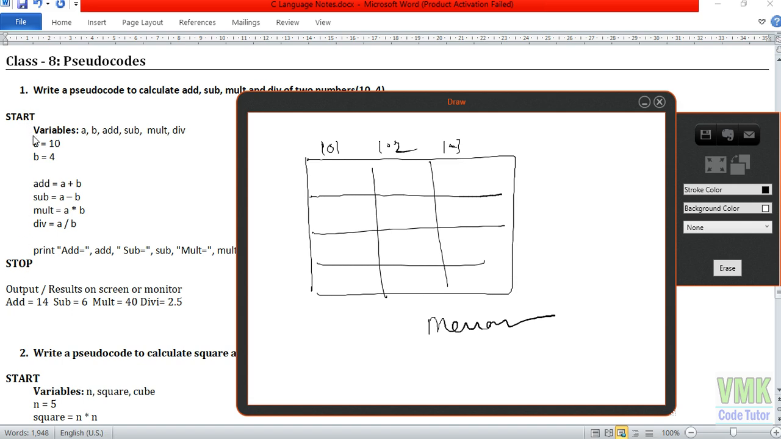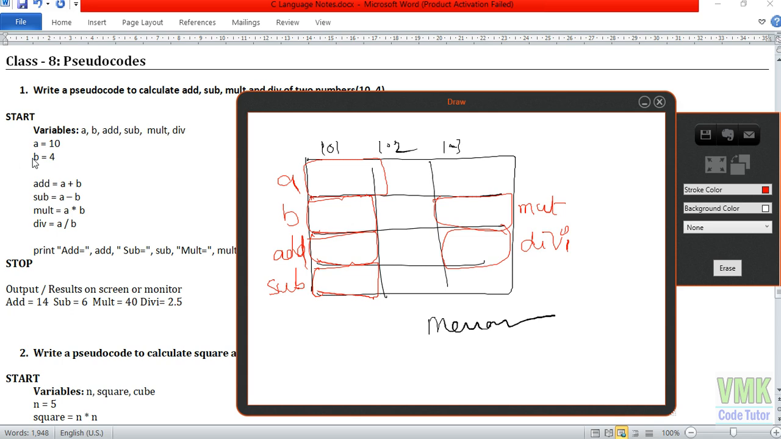Start. First come the variables A, B, add, sub, multiplication, division. These variables are created inside the memory. How will they be created? Let me show you. One cell is given the name A. Another cell is given the name B. Another cell is given the name add. Here another cell is given the name subtraction. Similarly a cell is given the name multiplication, and division. Like this the variables are created in the memory.